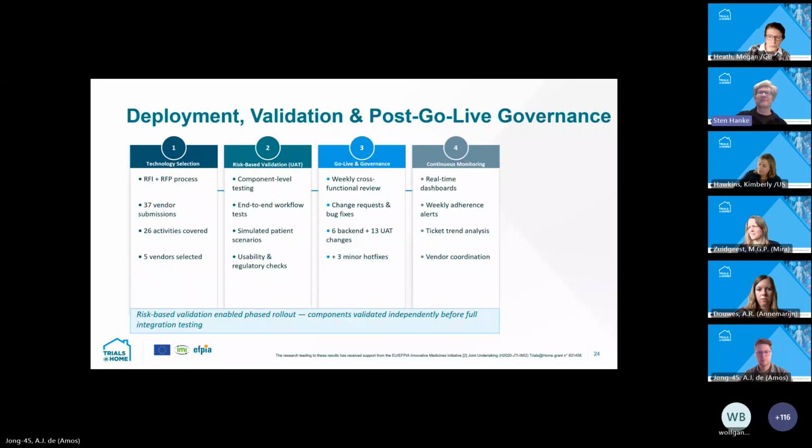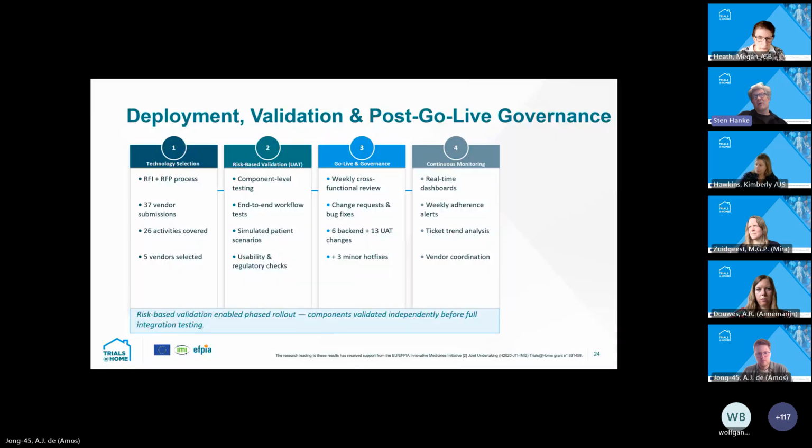Very short for the whole process. Like I said, there's more to be said if I would have more time on the technology selection. We had several calls and several committees selecting the technology based on different quality criteria to make the best fit for implementing our digital elements. Here you can see how many vendor submissions we had and how many we selected.